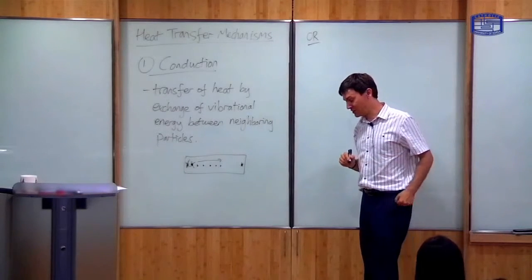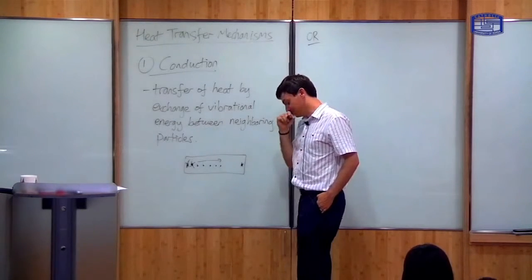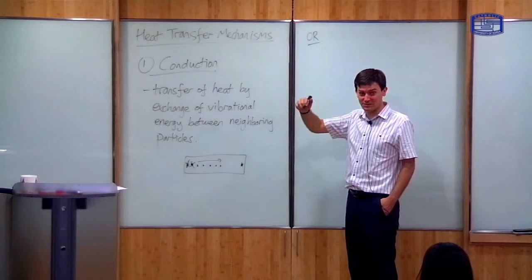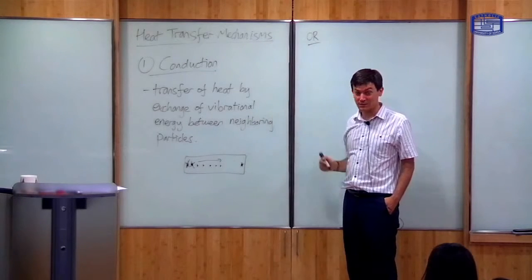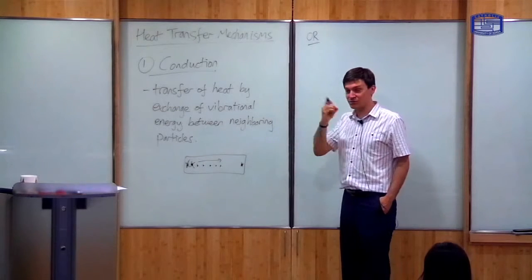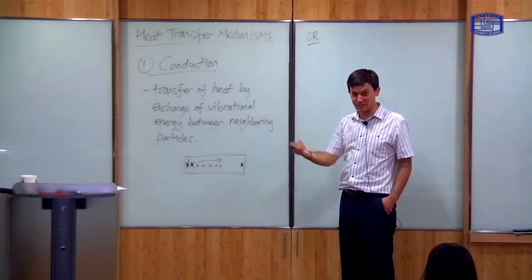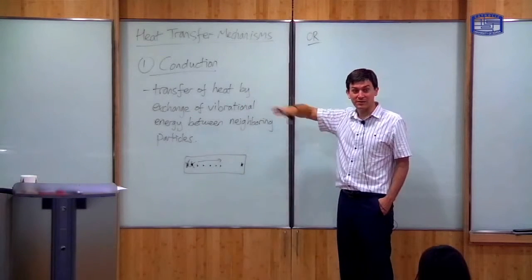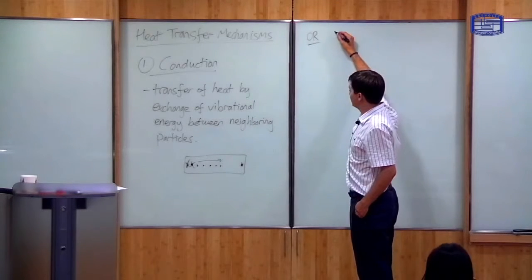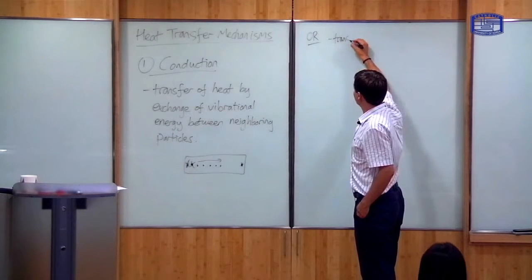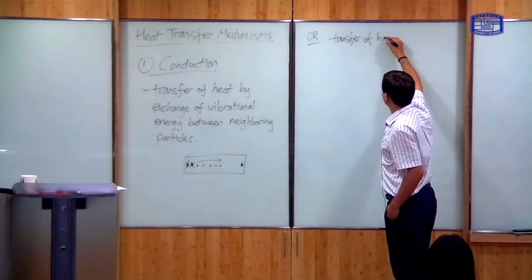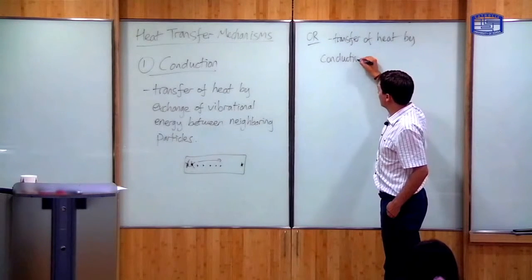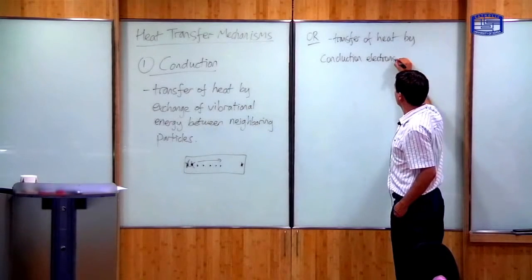There is another type of conduction which is only in metals. Metals have what are known as conduction electrons. These are electrons which can travel over the whole of the metal. They are free to move. And these electrons can also transfer energy. So if I have a fast-moving electron in one part of the metal, it can move to another part of the metal and thereby transfer the energy. This is transfer of heat by the motion of conduction electrons in metals.